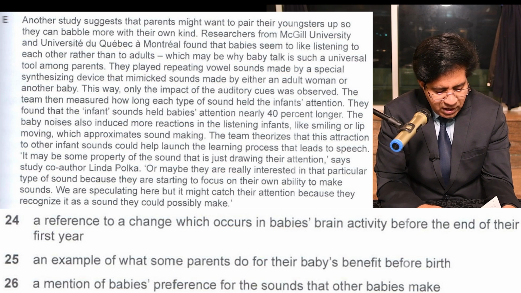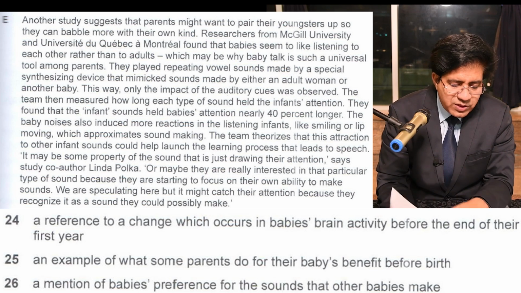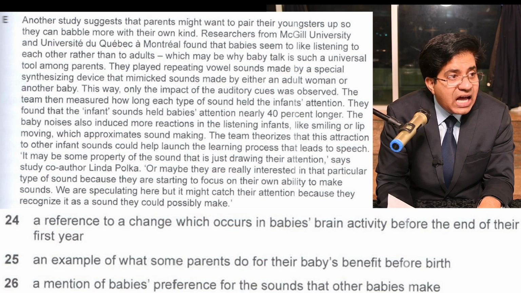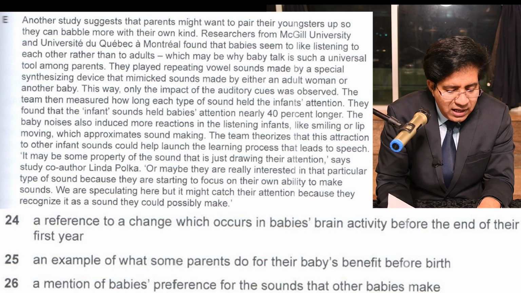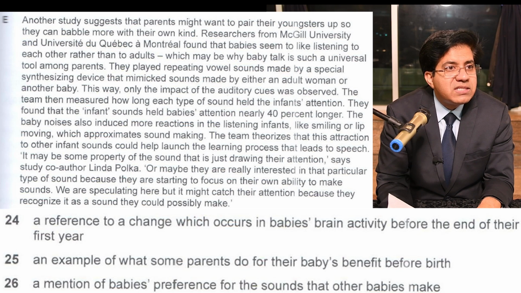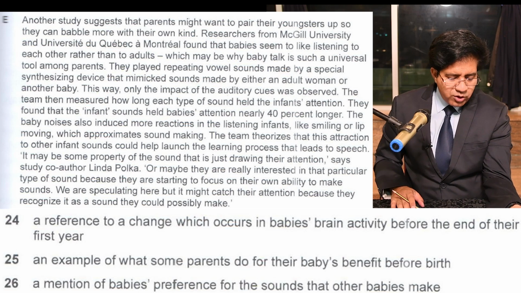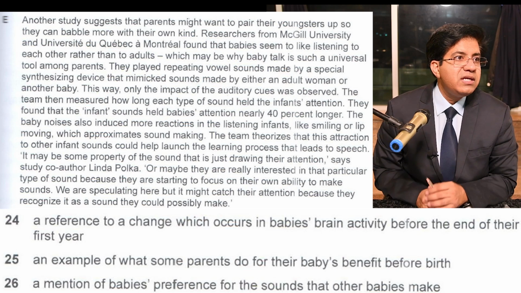What's the question? Mention of baby's preference. What is the preference? Babies seem to like listening to each other rather than to adults. That is preference. I would like to drink coffee rather than tea. My preference. So rather than this is the language for preference, for this question number 26, the answer is E.